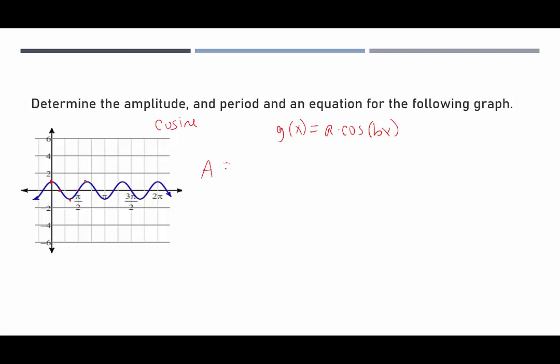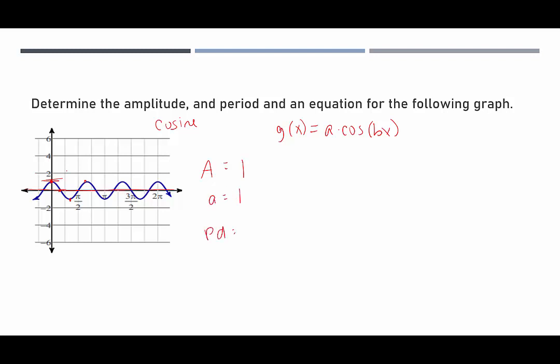We can determine lowercase a by starting with our amplitude, uppercase A. And if we look here, the middle line is again the x-axis since there's no vertical shifts. And it looks like it goes exactly halfway between 0 and 2, which would be 1. So our amplitude is 1, and our lowercase a is also 1.